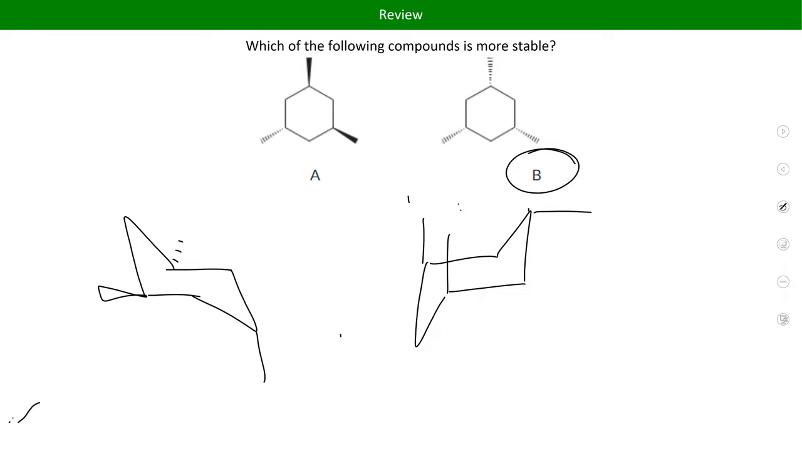So say it was a hexamethyl cyclohexane, with methyls all the way around. Would it still be equatorial? All of them being cis, all equatorial, would that still be the most stable? No. Because the cis position, or the equatorial position, switches from being cis to trans when we go from carbon 1 to 2.